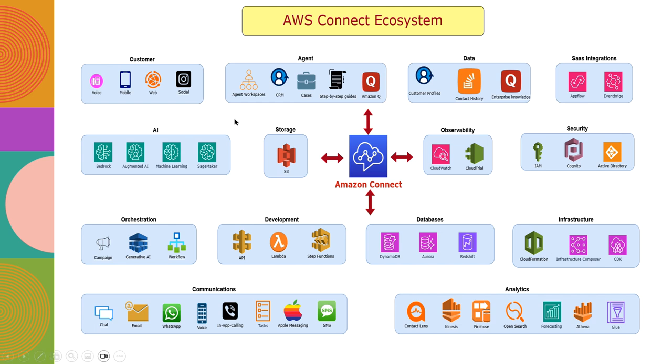And although that might be used in the agent workspace, Amazon Q is really powerful even with a self-service customer chat, because the customer could be asking a question. Amazon Q could get the answer without an agent involved and give you the answer.